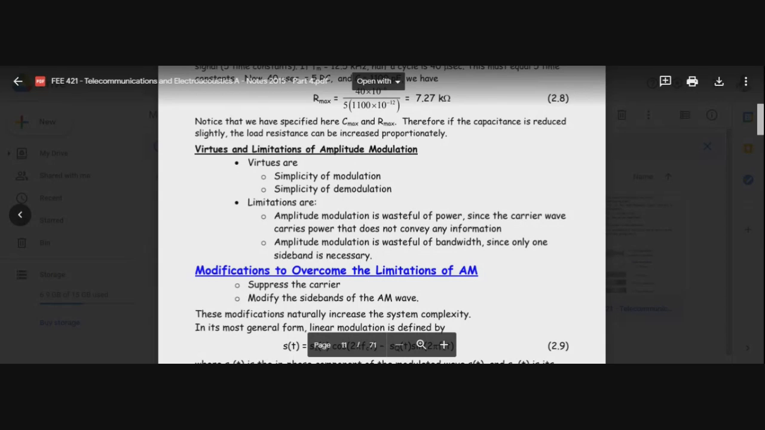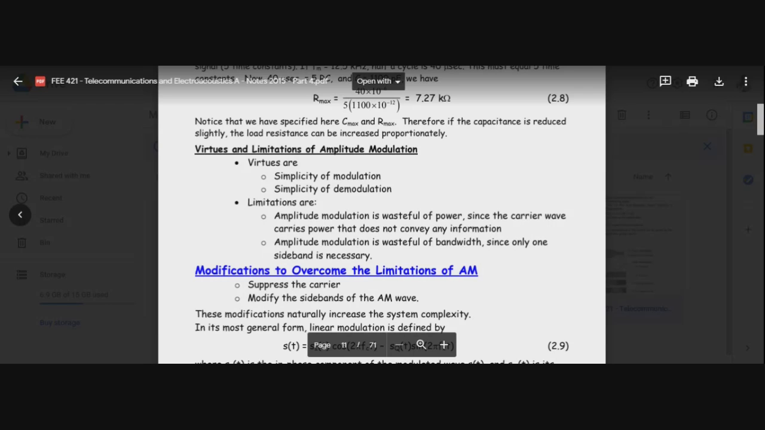because, as we'll see later, one sideband is enough to carry all the information that you have in the signal that's carrying the message. One sideband is sufficient, but it carries two sidebands, so half of the bandwidth is wasted. So though it is simple in terms of modulation and simple in terms of demodulation, it wastes power and it wastes bandwidth. Those are things that are good to remember.